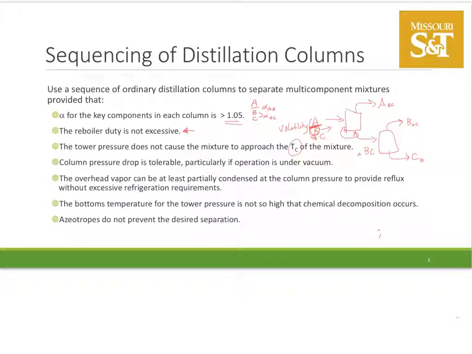We're also going to need to make sure that our column pressure drop is tolerable. Do you have enough energy in your feed stream that it can make it all the way through the tower, okay, without getting bogged down due to our frictional losses? This is going to be really critical when you have a tower that's operating under vacuum conditions. You just don't have a lot of room to work with there.